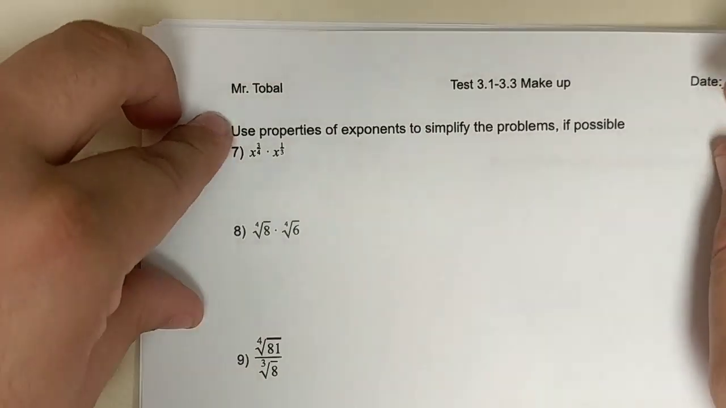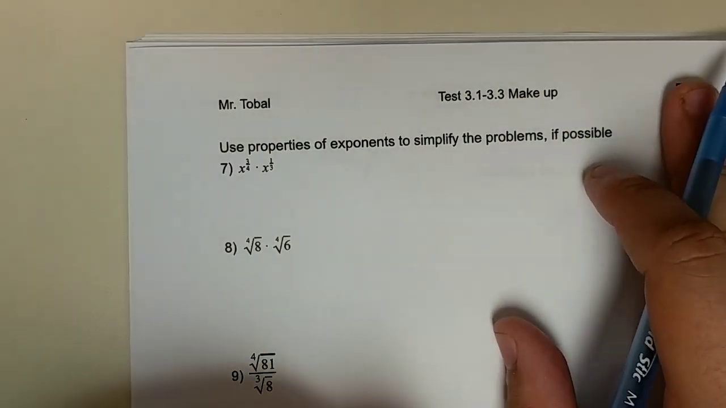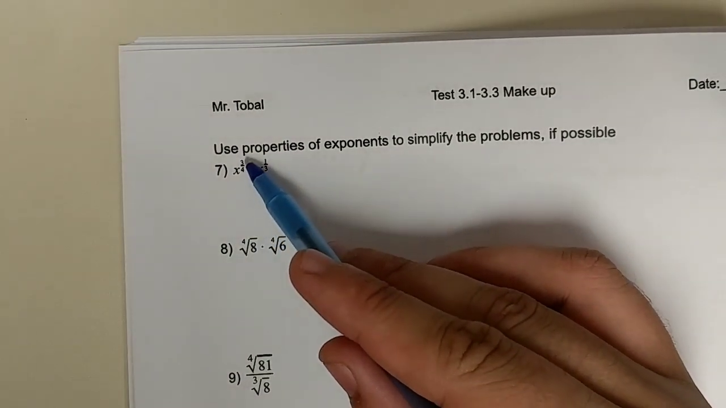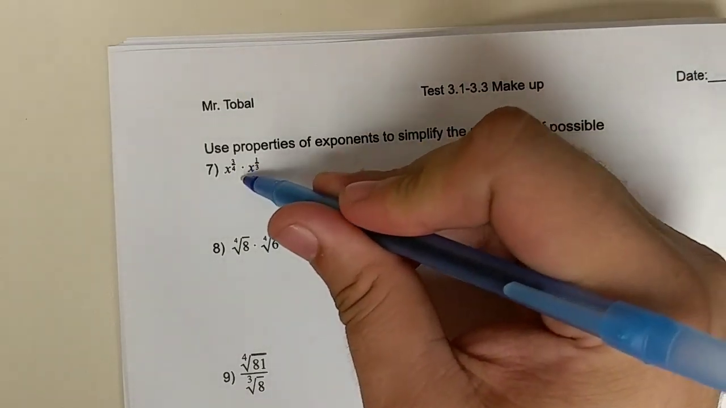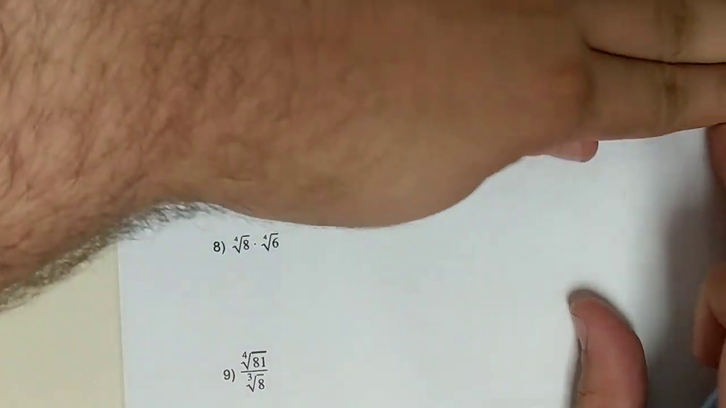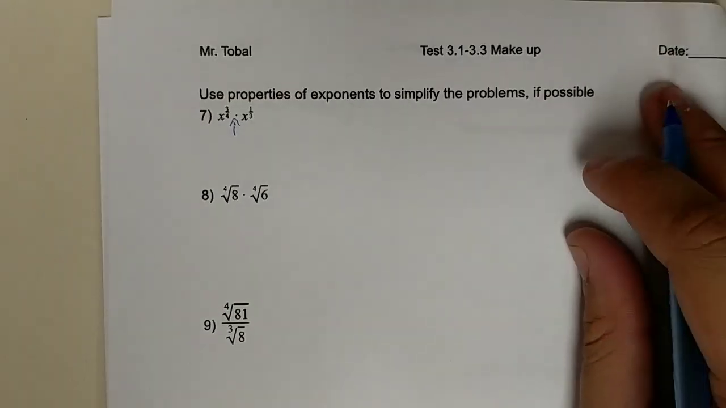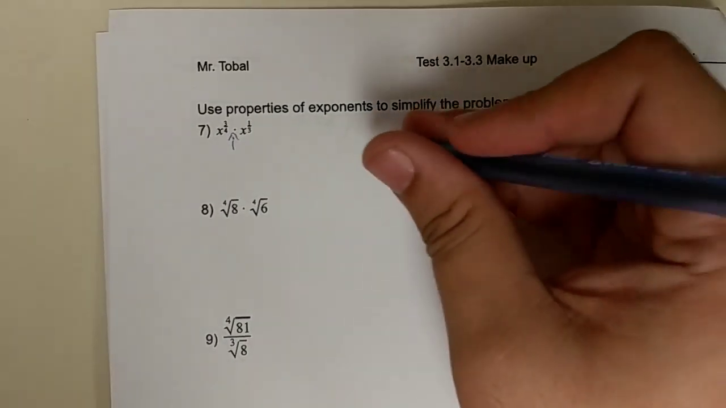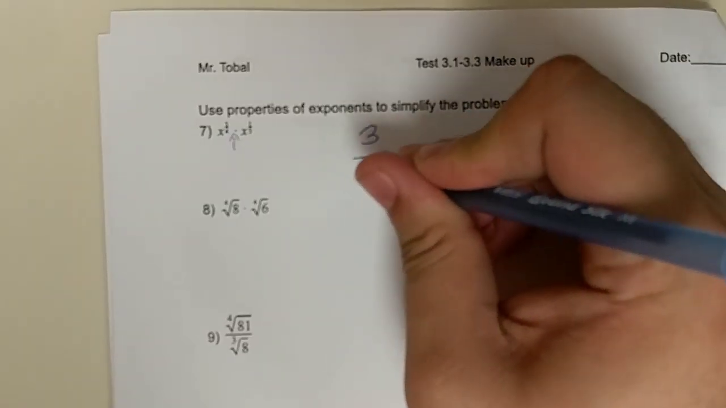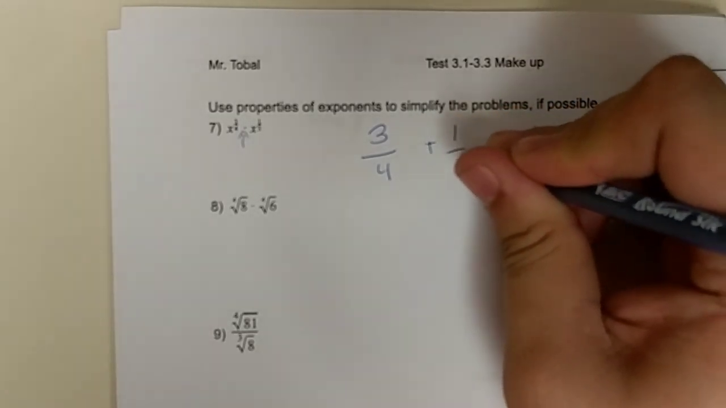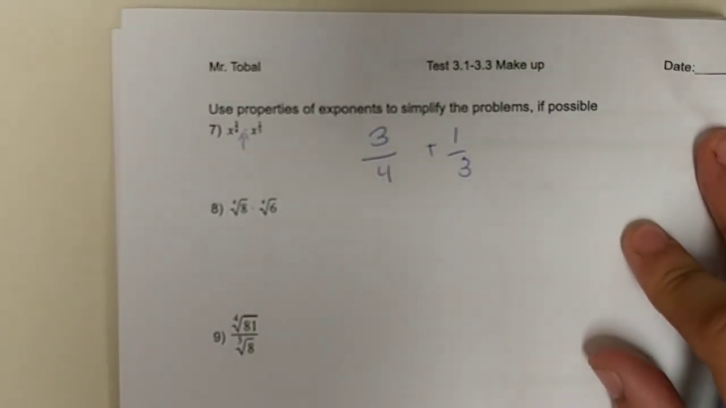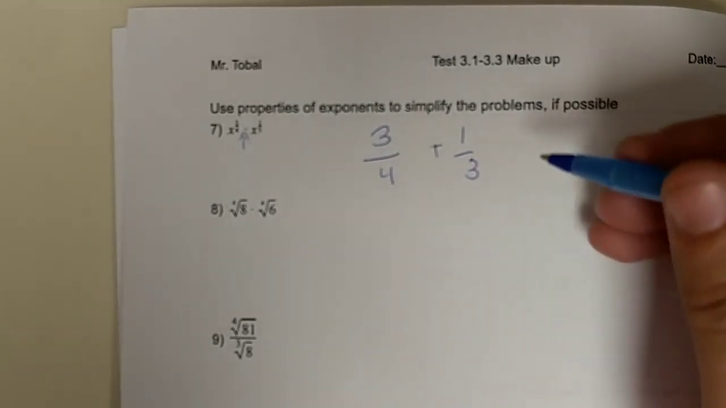So these are your exponent properties. So this is x to the 3 over 4 and x to the 1 over 3rd. Since this is a multiplication, what we're going to do is add the exponents. So I'm going to make the exponents a little bigger. 3 over 4 plus 1 over 3.